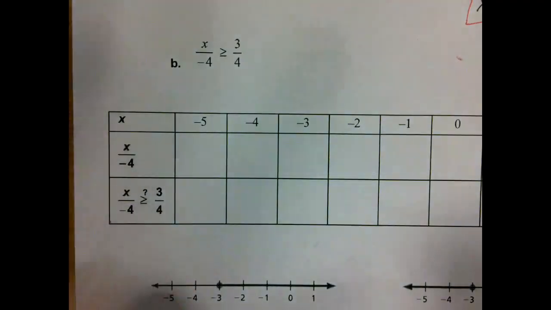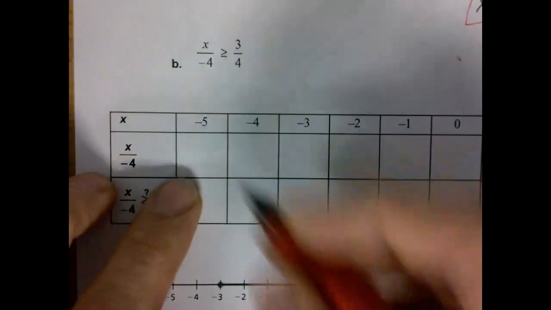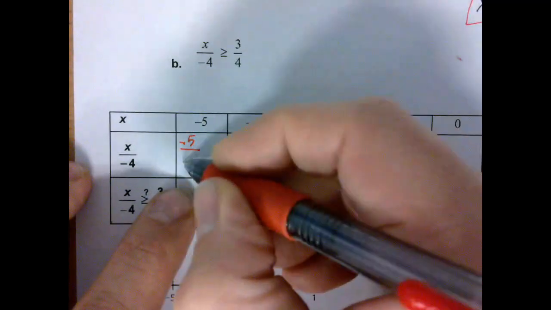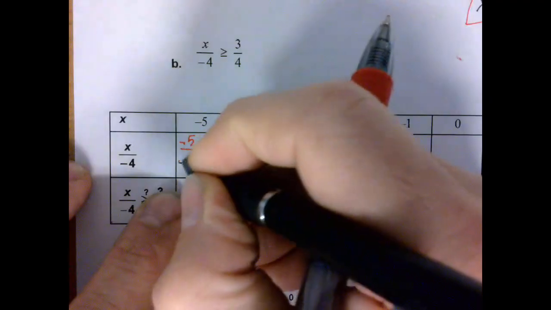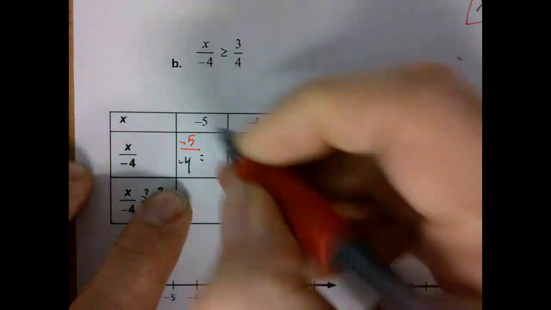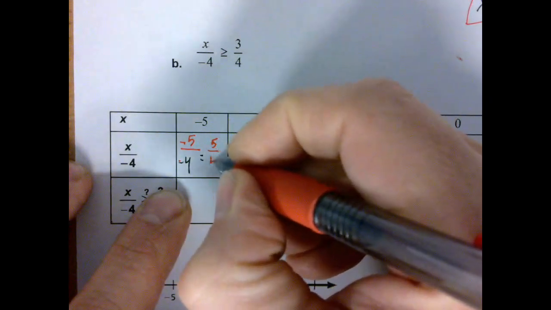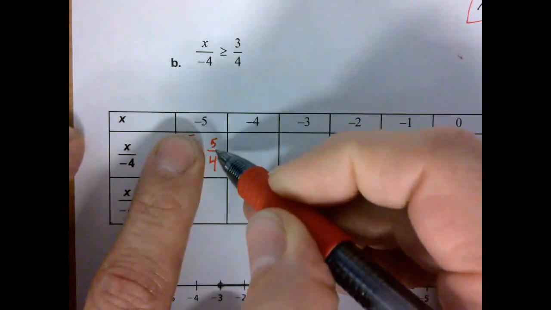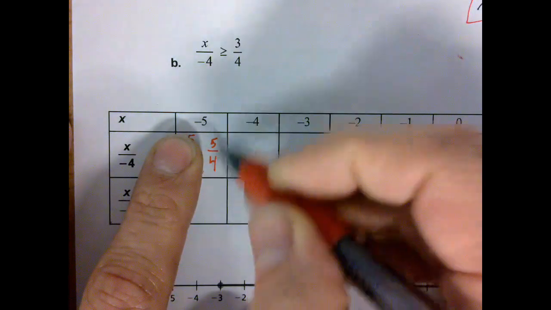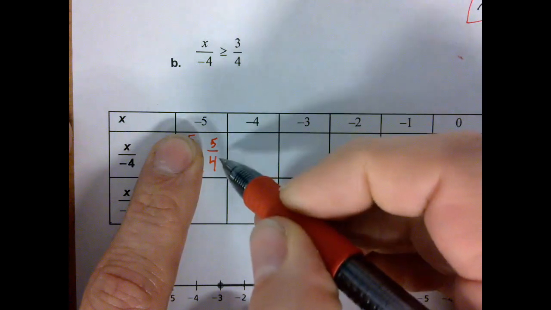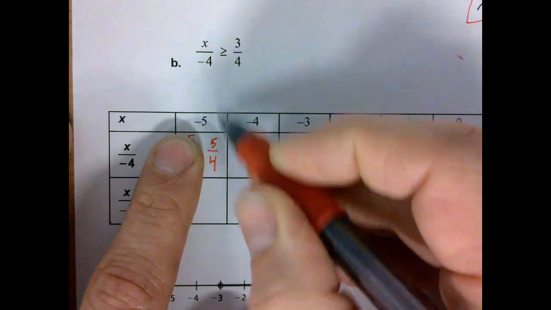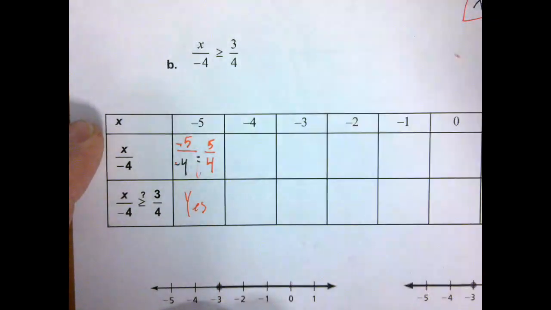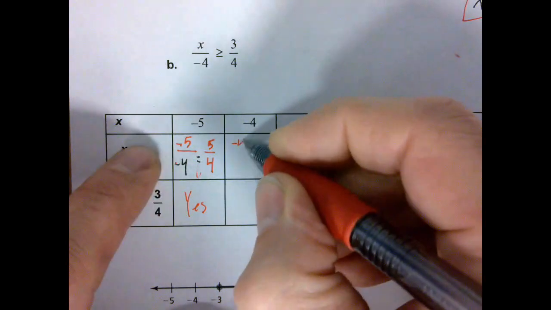Ooh, lots of fractions. That's okay. We'll be all right. Plug it on in. A -5 for x over a -4. So now all I'm going to do is leave it, because they're common denominators, they got the same bottom number. Because they're both negative, that makes this a positive. Is 5/4 greater than 3/4? Since the bottom numbers are the same, is 5 greater than 3? Yes.